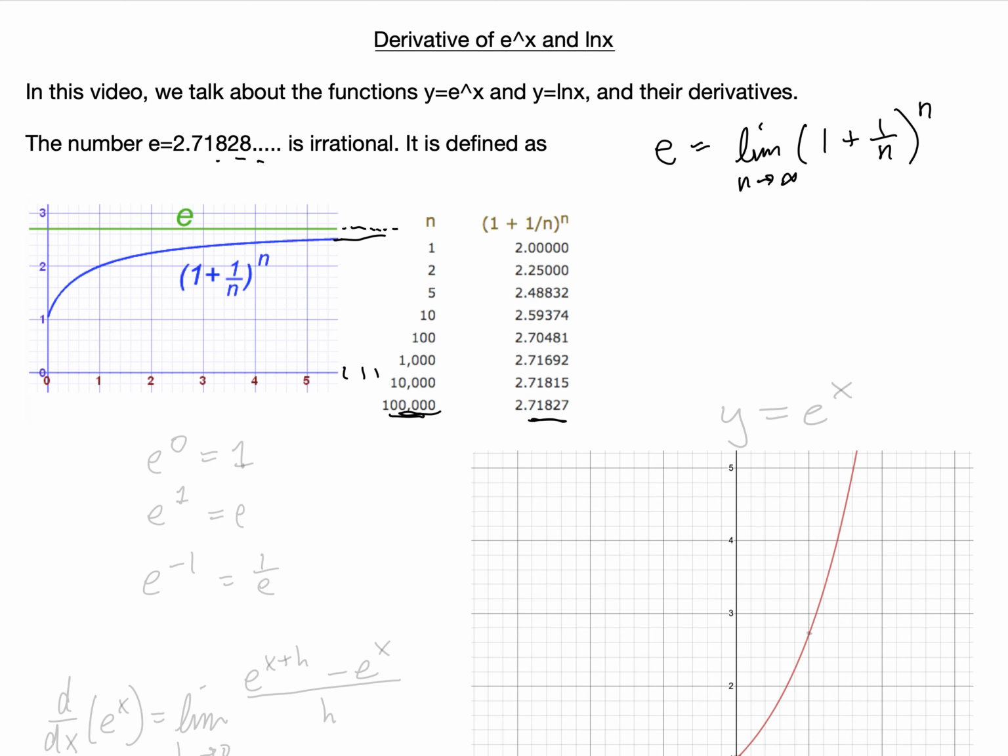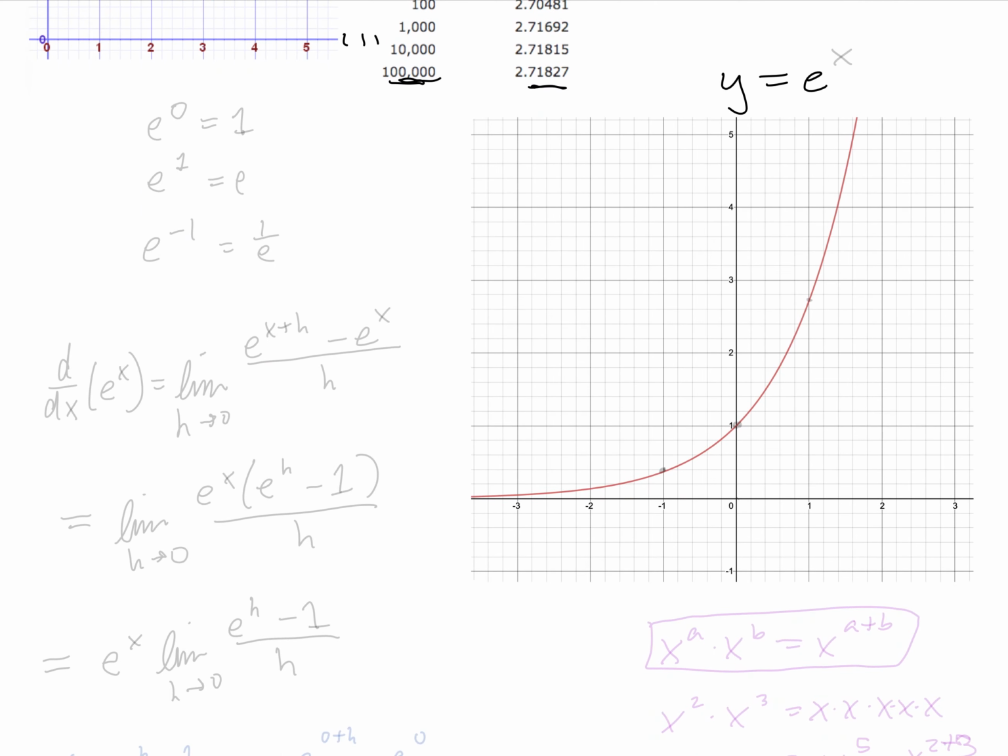So now let's look at the graph of the function y equals e to the x power. For example, e to the 0 is 1, just like anything to the 0 is 1. So when we plug in 0, the output is 1. e to the 1 is just e, 2.718 dot dot dot. And e to the negative 1 is 1 over e, which is right about there. So that's the function e to the x. It's an exponential function. It grows exponentially.